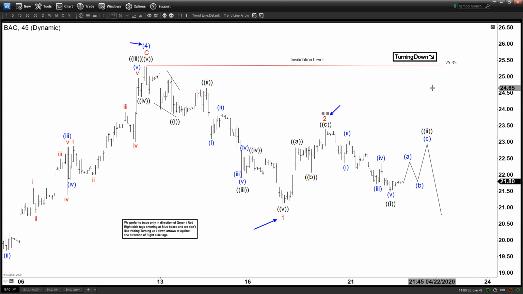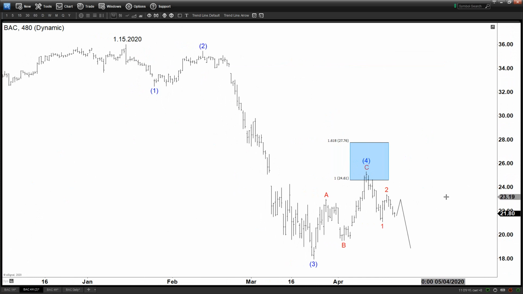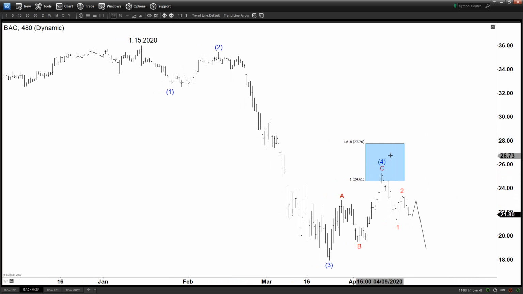So let me zoom out to give us a better idea on the BAC. Remember, this is a wave 4 here at $25.35. When I zoom out now, of course, this is not a full count. If you want to have a full count in all time frames, you can always try our service. We have a 14 days free trial, and the link is provided in the description of the video below.